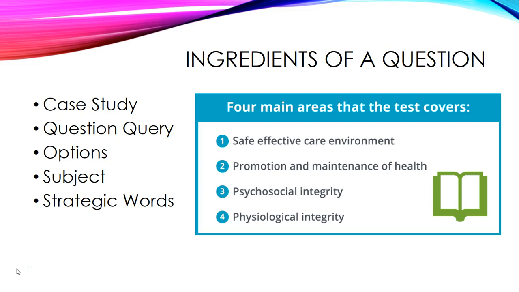So there are four main areas that your NCLEX test will cover. As noted on the screen, safe and effective care, maintenance and promotion of health, psychosocial integrity, and physiological integrity. In all of your courses on your introductory documents, there is a document loaded called the NCSBN Blueprint. Now, if you're in the PN program, it'll be the NCSBN PN. If you're in the ADN program, it'll be the NCSBN ADN.